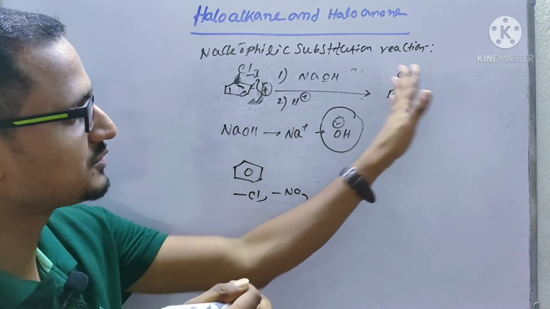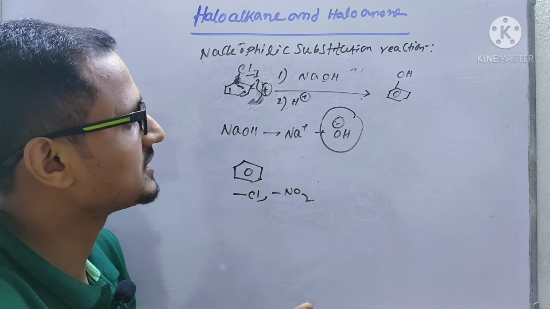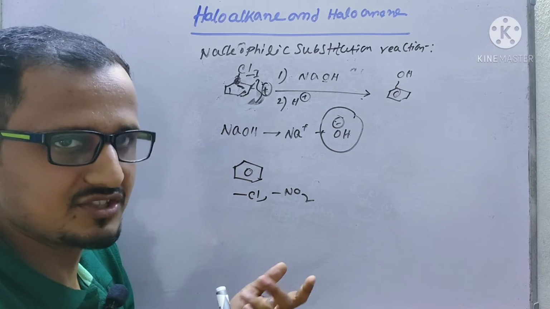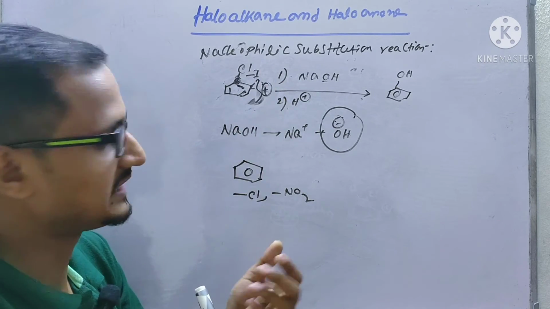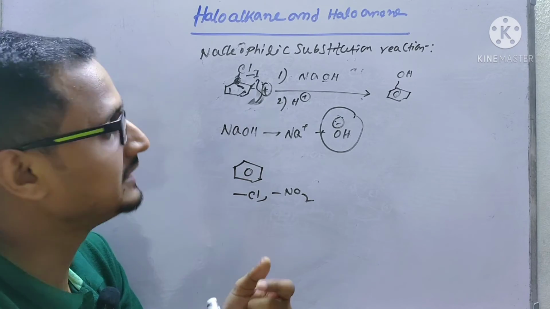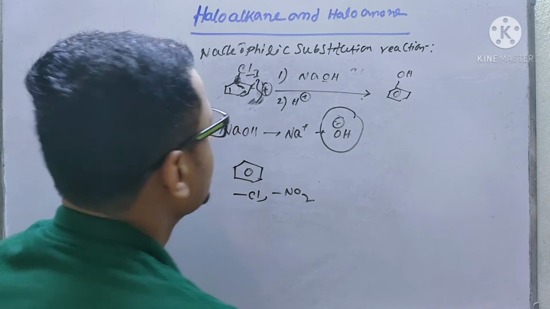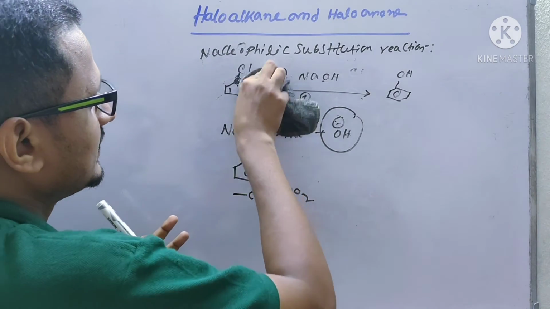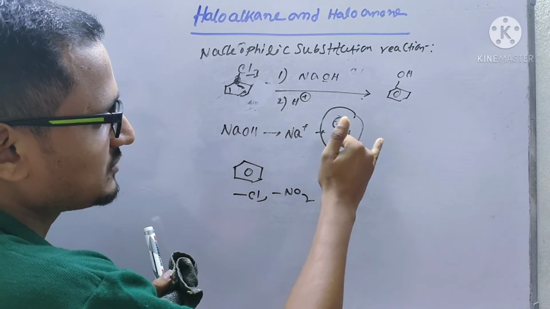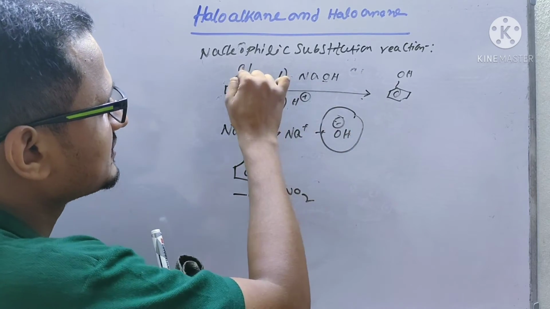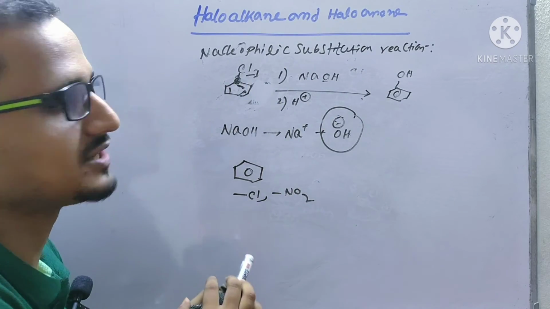After that the substitution is possible. So if you want to do the nucleophilic substitution reaction of benzene ring, then you have to add an electron withdrawing group there like Cl and NO2. After that nucleophilic substitution is possible. Okay, so here chlorobenzene, when it reacts with NaOH furnishes OH minus, and that OH minus replaces the chlorine to form phenol, and this reaction is nothing but a nucleophilic substitution reaction.